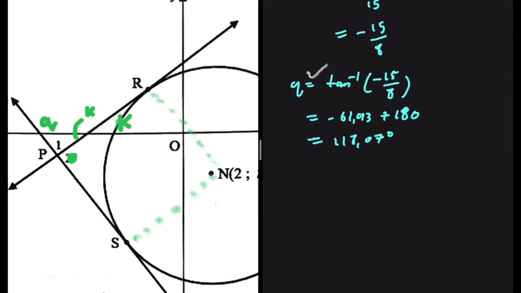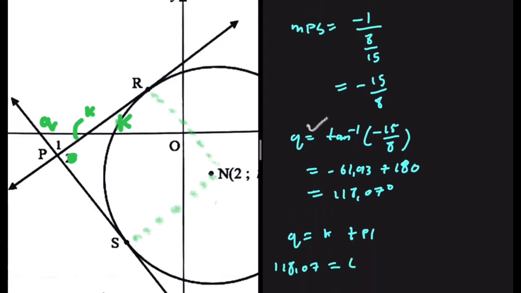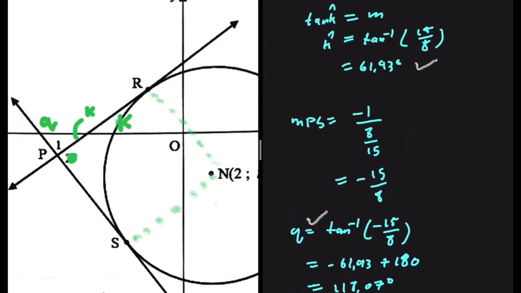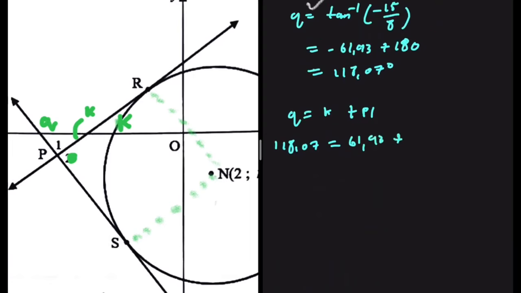Let's not forget, our point is so that we can say Q is equal to K plus P1. Q is 118.07. And what is the value of K? We just calculated it above. That is 61.93. So 61.93 plus P1. P1 should be equal to 118.07 minus 61.93. If you put that in your calculator, you're going to get 56.14 degrees. But then that's not it.